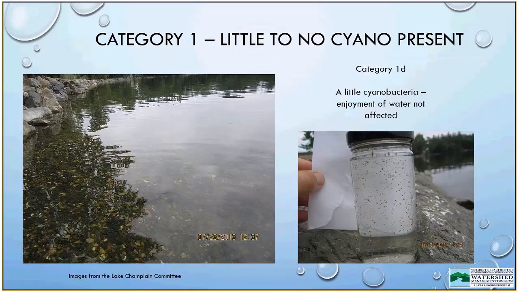We do have a category 1D, which means there is some cyanobacteria present. If you were to look out over the lake, you would be able to see all the rocks and formations on the bottom, just like you would if there was clear water. But when you scoop it up in a jar, you can see that there is some particulate material present that is cyanobacteria. And so we have this category for that particular level of cyanobacteria. There's no health concern associated with exposure to this small amount of cyanobacteria. So it falls into category 1D, little to no cyanobacteria present.